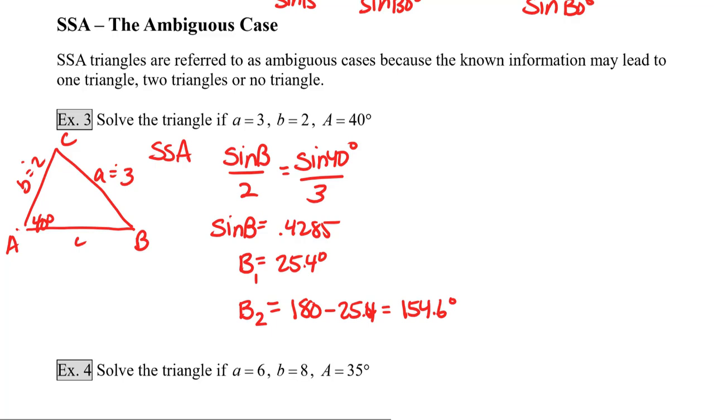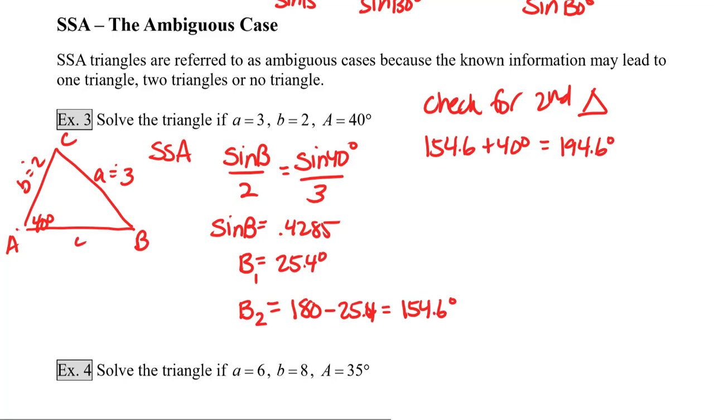Now, in order for me to have a second triangle, the sum of the angles in any triangle can only add up to 180. So I'm going to check for my second triangle by adding up the angle I found to my given angle of 40 degrees. Now this is equal to 194.6 degrees, which is greater than the total number of degrees that can be in a triangle. This means then that there is only one triangle. So I can ignore my angle B2 and continue solving.